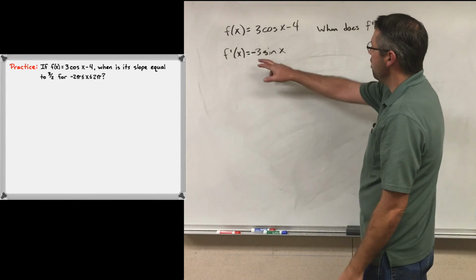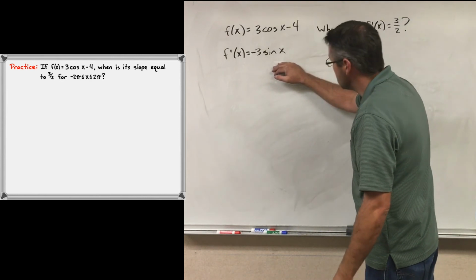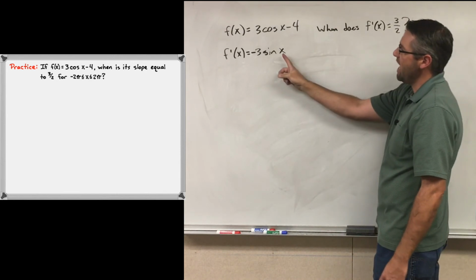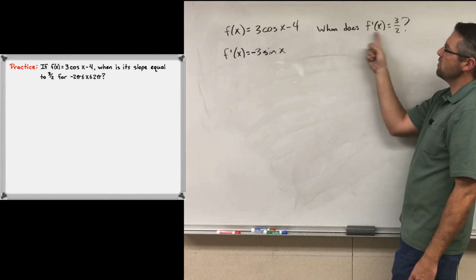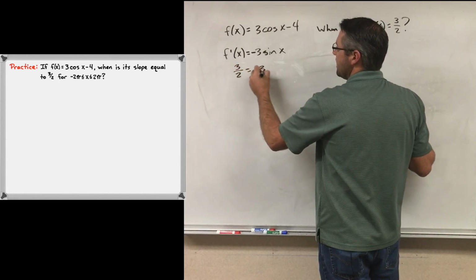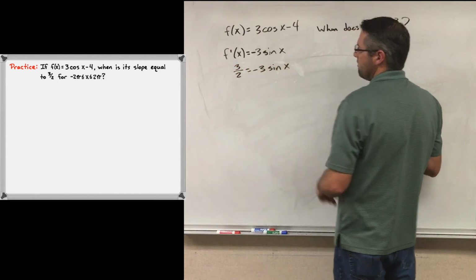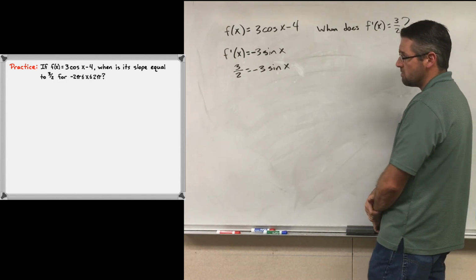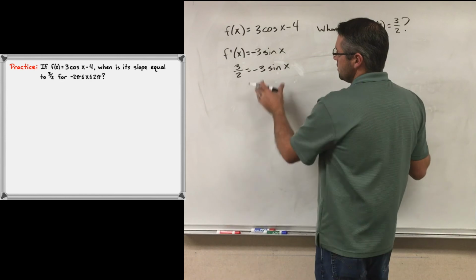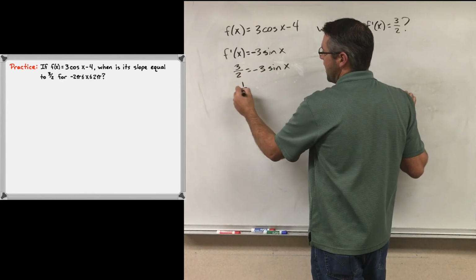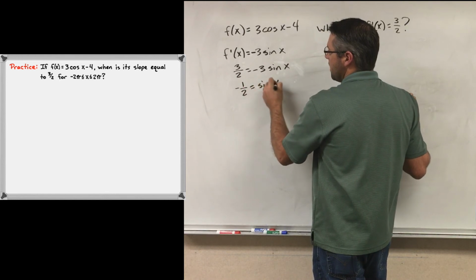And then we want to know when the slope is 3 over 2, or when the derivative is 3 over 2. So I'm not going to take 3 over 2 and plug it into x. I'm going to set the derivative equal to 3 over 2. So we say 3 over 2 equals negative 3 sine of x. And then we solve this. This is not a calculator problem. You should be able to do this without a calculator. So to do this, we're going to divide by negative 3. When I do that, I end up with negative 1/2 equals sine of x.